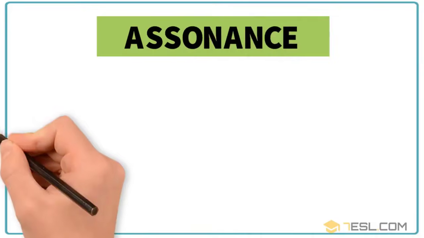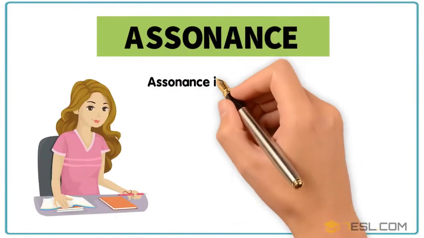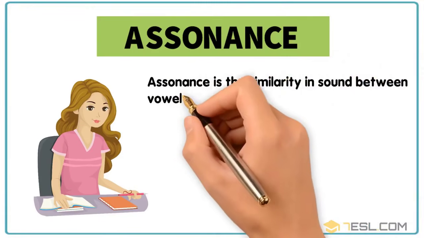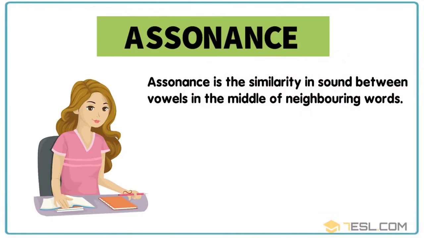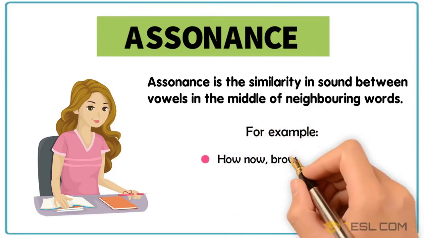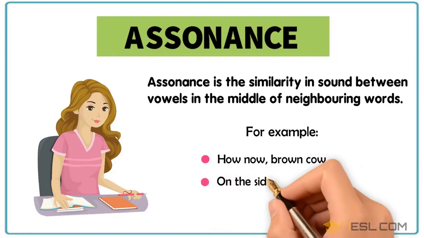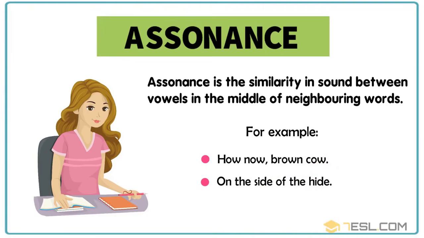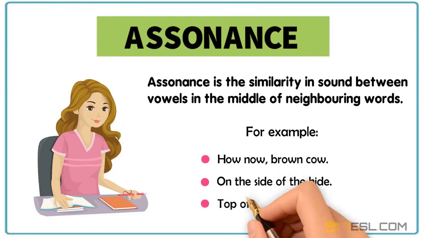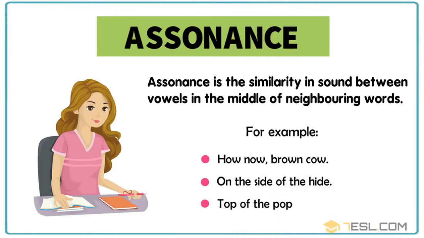Assonance. Assonance is the similarity in sound between vowels in the middle of neighboring words. For example, how now, brown cow? On the side of the hide. Top of the pop.